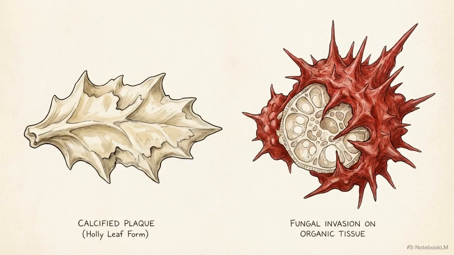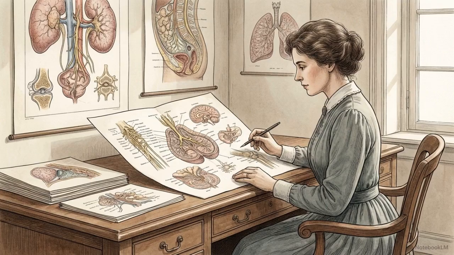This predictable morphological footprint allows us to separate historical environmental scars from the chaotic growth of a tumor. Recognizing the holly leaf pattern and its parietal distribution prevents misdiagnosing an old environmental exposure as an active oncologic threat.